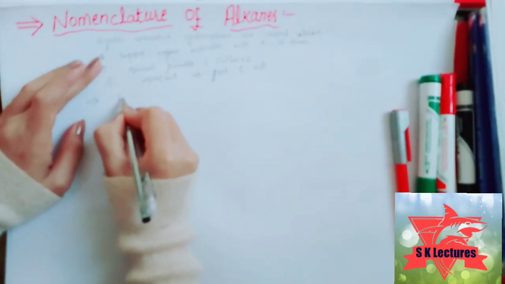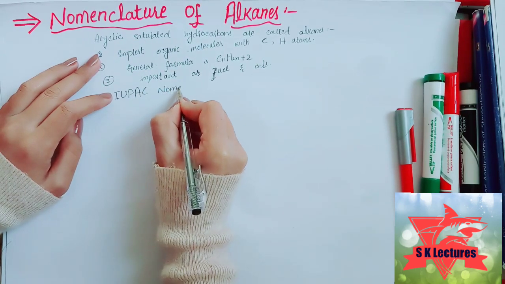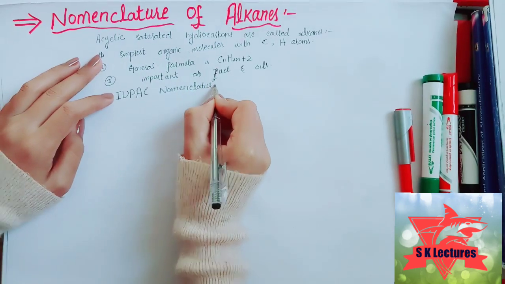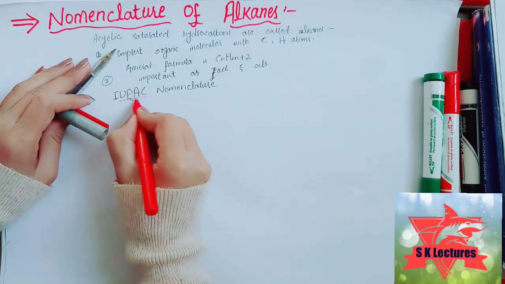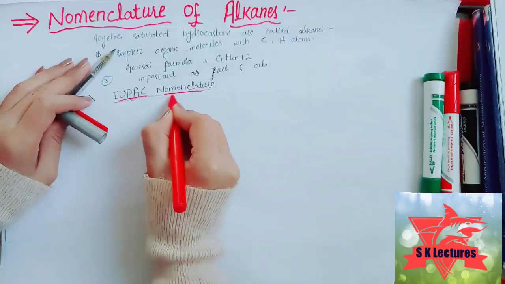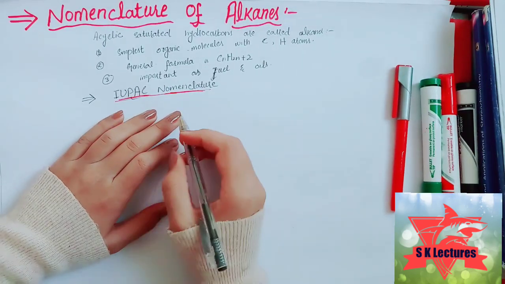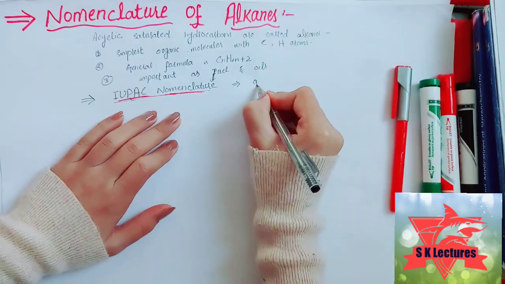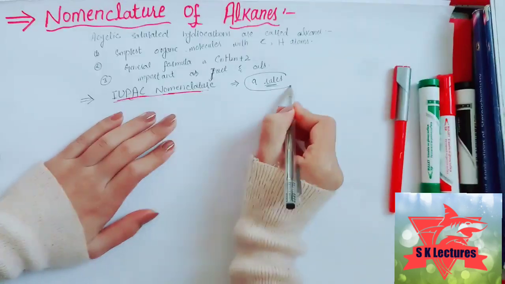There are two types of nomenclatures. One is the trivial names, and the other one is the IUPAC name. Today we will discuss the IUPAC nomenclature for alkanes and alkenes. The full form of IUPAC is the International Union for Pure and Applied Chemistry.